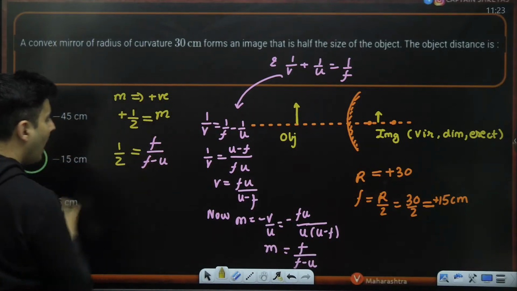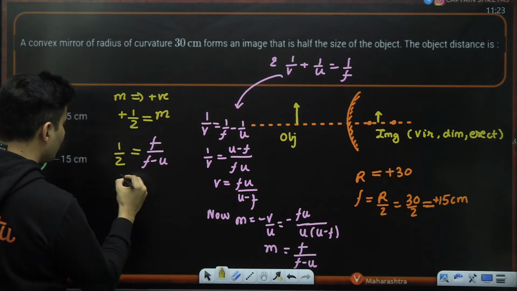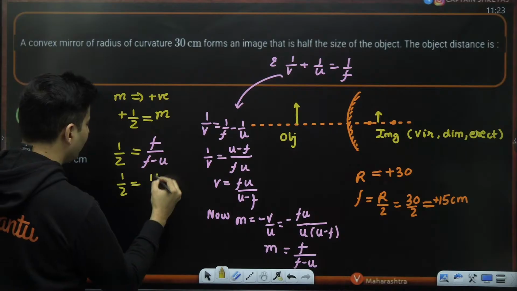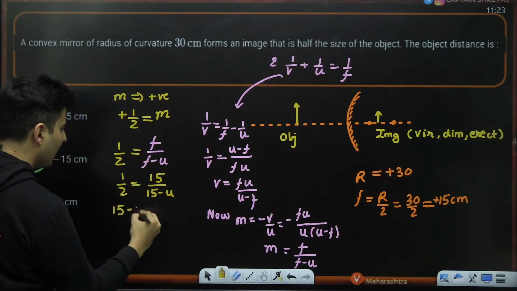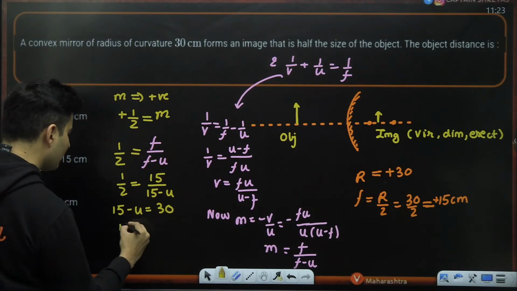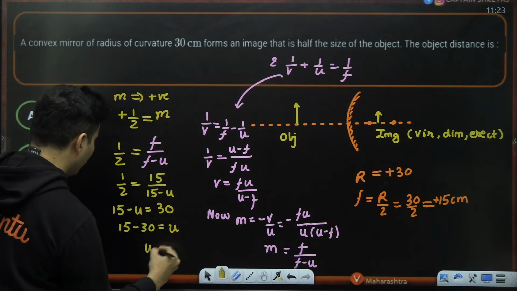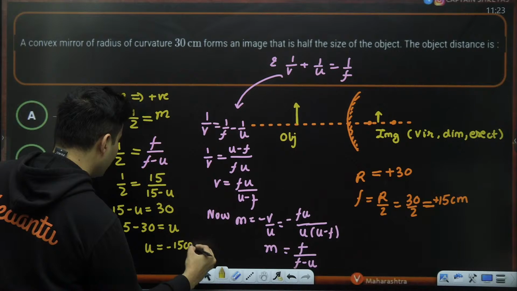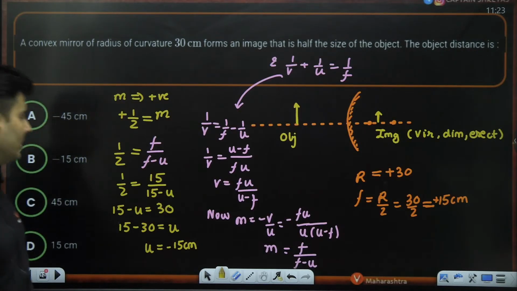So that will be half. Focal length is nothing but how much? 15. So half is equal to 15 by 15 minus U. Cross multiply. So 15 minus U is 15 into 2, which is 30. So take it over here. 15 minus 30 is equal to U. Therefore U is equal to minus 15 centimeters. Minus 15 centimeters should be the answer for the object distance.